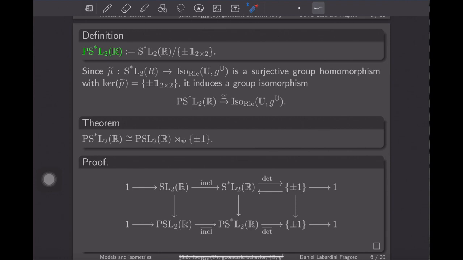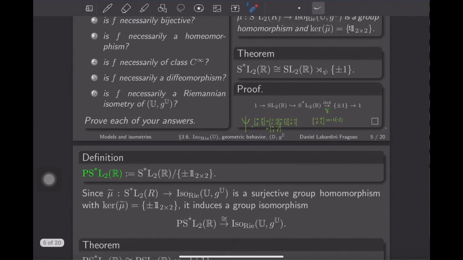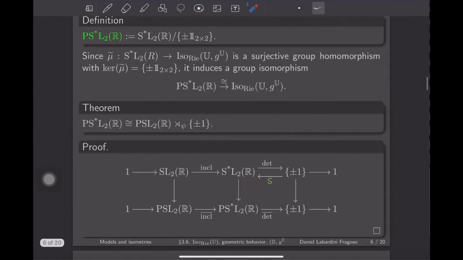And that really helps me, because here I know I have a splitting. This is the S from here. And I know that this composition is the identity. But you see, this is equal to this. So really, this S composed with this projection gives me a splitting of the lower short exact sequence. And the theorem follows, again, by the correspondence between splittings of short exact sequences and semi-direct products.